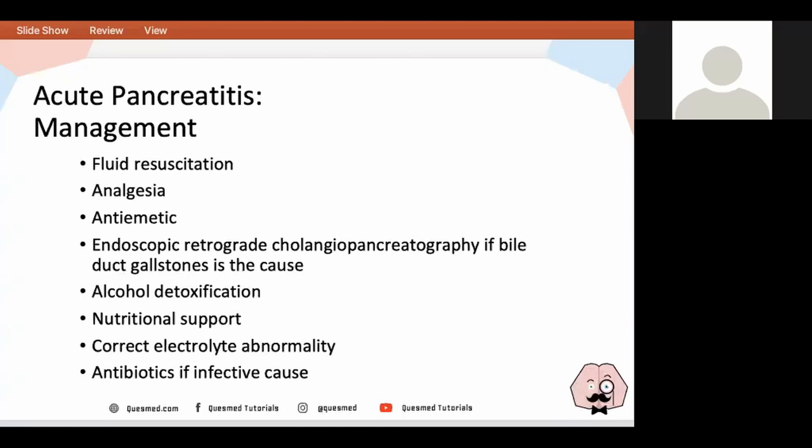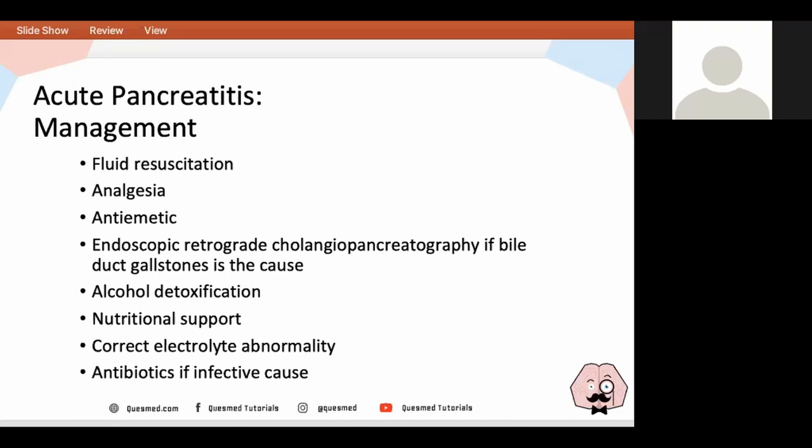So when thinking about the management of acute pancreatitis, a lot of it is very supportive. So you want to adequately fluid resuscitate your patients, and you want to make sure that they've got good analgesia. Often for patients with severe pancreatitis, they need strong painkillers like strong opiates, for example, IV morphine or oral morphine. You can also give them antiemetics to help with nausea and vomiting. And where possible, you want to encourage these patients to continue to eat and drink as they would do normally.